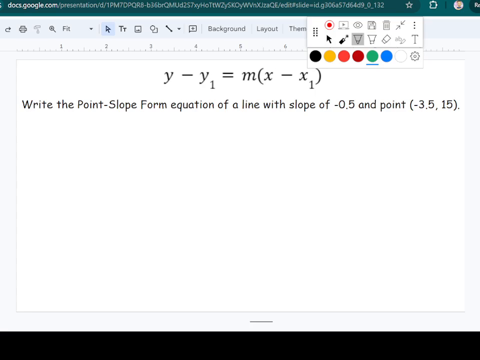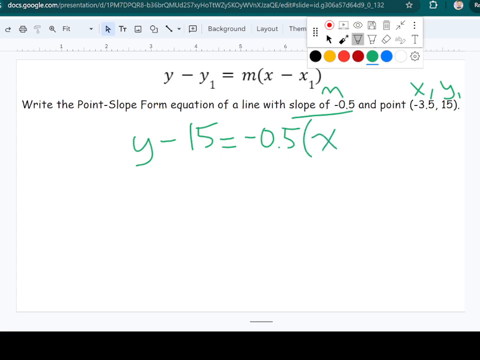Now finally, we have a slope of -0.5, and our point x1, y1 is -3.5 and 15. So this one I'm going to do without the template. I'm just going to go y minus y1. We said that our y1 was 15, equals m. Our m is -0.5 times the quantity x minus x1. So that's a negative, so I'm going to change that to a plus right away. And I'm done.